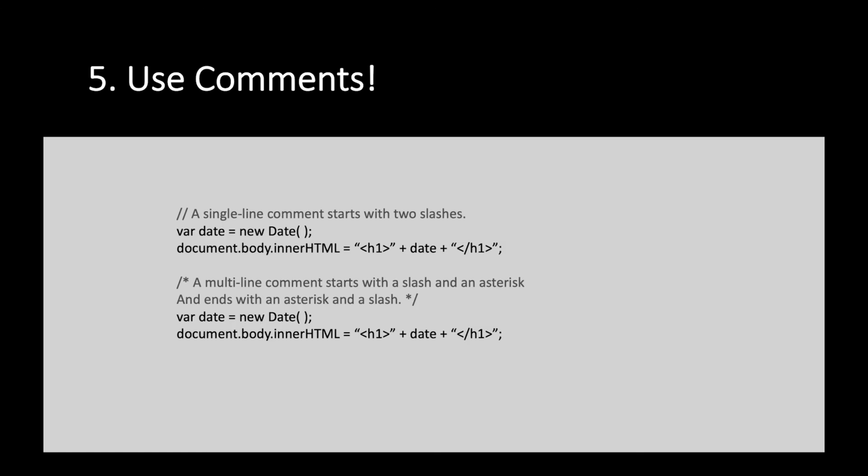Rule number 5. Use comments every chance you get. Comments are strings of text you use in your code that are ignored by your browser. They're there for you to leave notes to yourself and other developers about your code. In JavaScript, you create a single line comment by starting the line with 2 forward slashes, and a multi-line comment by starting with forward slash and asterisk, and ending your multi-line comment with asterisk and forward slash, just like in CSS.